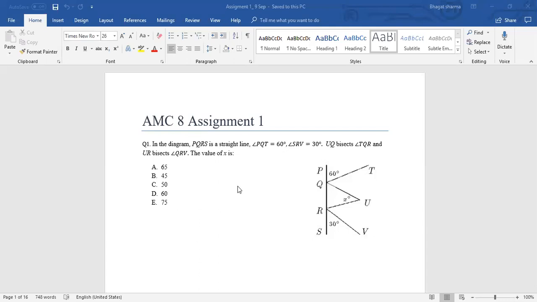Okay. Adish, how did you solve it? Yes, so angle TQR, according to linear pair of angles, should be 120 degrees. Sorry, which angle should be 120 degrees? TQR. Okay, fine. Then if you bisect it, it becomes half. So angle UQR will be 60 degrees.